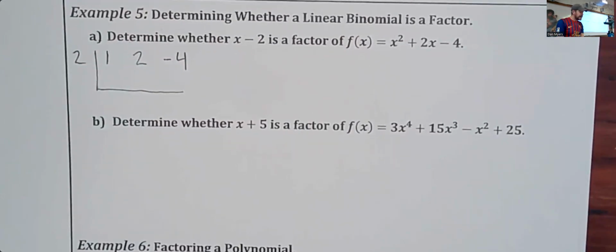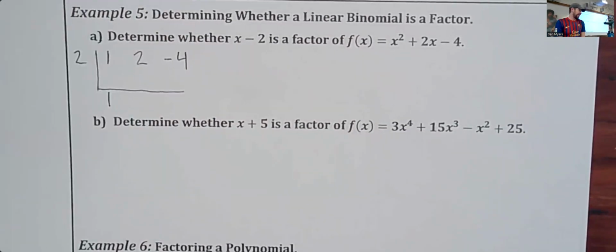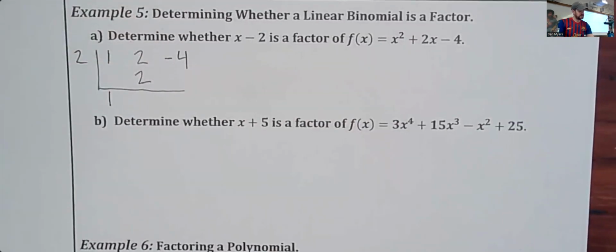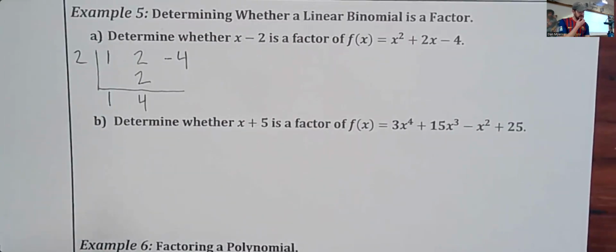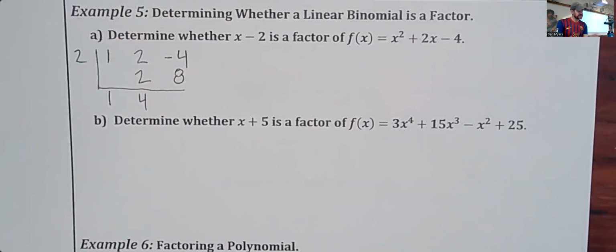All right. Bring down the 1. You can draw the arrow or not. You don't have to draw the arrow. Bring down the 1. Multiply 1 times 2. Add. Multiply again. 2 times 4 is 8. -4 plus 8 is 4.